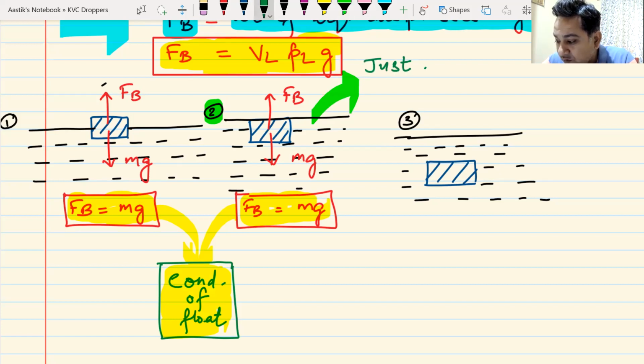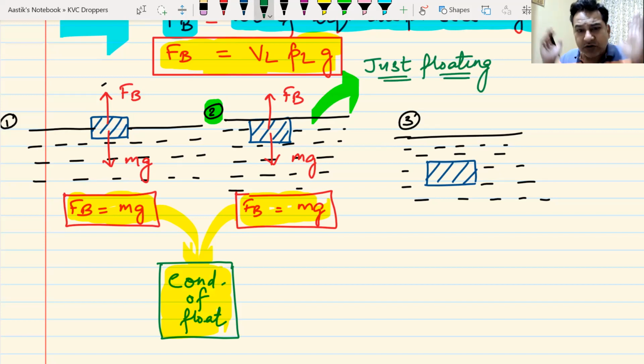Somehow it is floating, just floating. Do we understand this? Yes, sir. Just floating, or it is just about to sink. If I put even a drop of sand onto it, it will just sink. In case number one, though the case is different, it is floating. Some volume of this body is outside the liquid. Yes or no? Yes, sir.